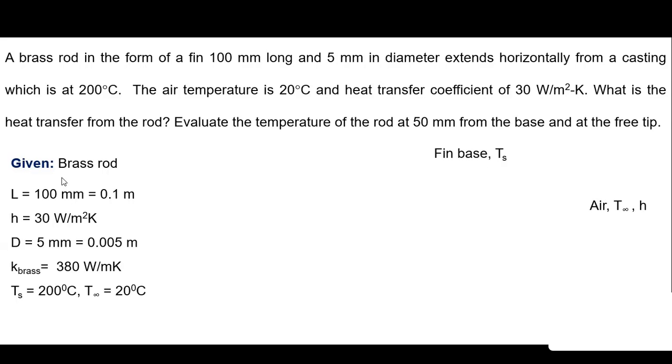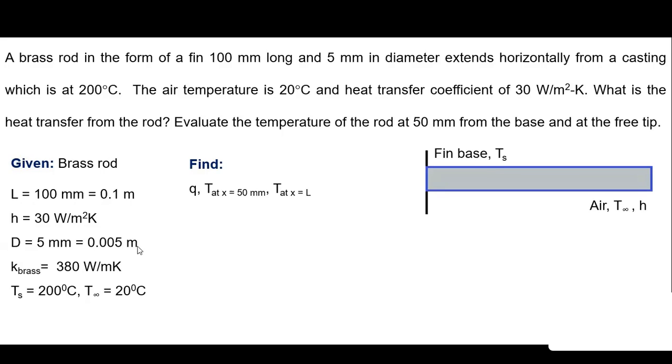So what is given? We got a brass rod, length L is equal to 0.1 meter, h is 30, D is 0.005 meter, conductivity of brass is 380. It's actually a very large value given, but let us accept it. The temperature of surface is 200 degrees Celsius and the fluid temperature is 20 degrees Celsius. If you draw the fin, there's going to be a fin base at temperature, say Ts, which is 200, T infinity is 20, heat transfer coefficient is 30.